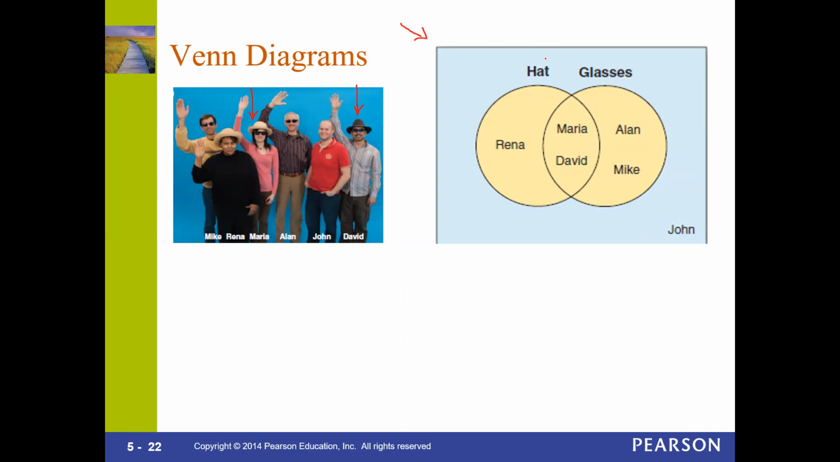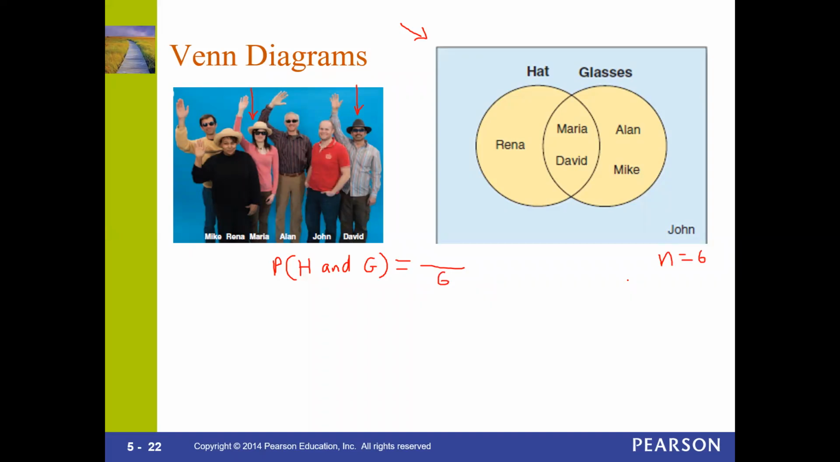So if I ask you the following question, find the probability of H and G. H stands for hat and G stands for glasses. Notice that we have a total of N people, which is about 6 people if you count them, right? That's 6 people in the picture. So my N will be 6.